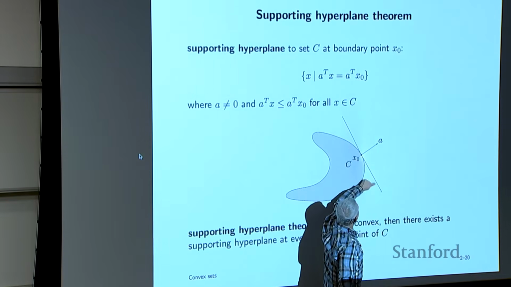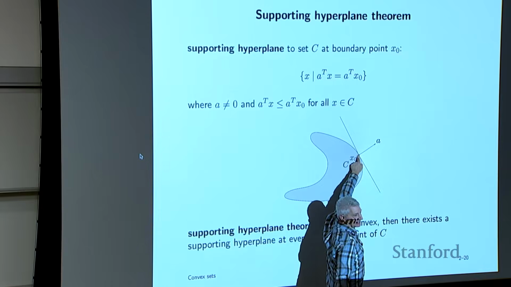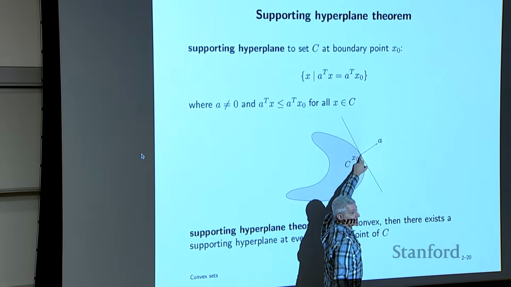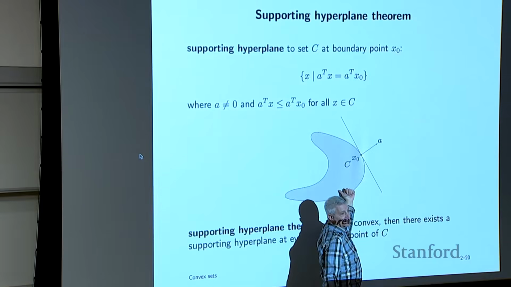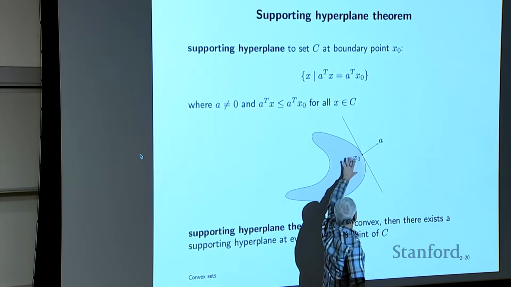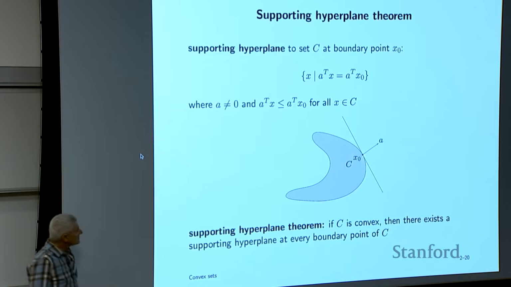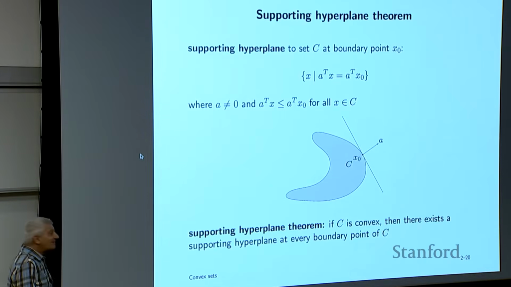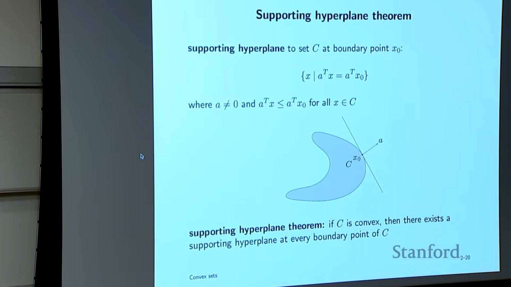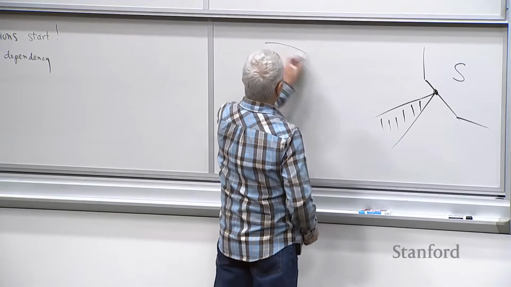And then a supporting hyperplane is a hyperplane that, very roughly speaking, is tangent to the set here. What it means is it passes through this point, but everything in this half space is not in this set. Or another way to say it is this hyperplane tells you that this set is in one of the half spaces, right? That's the supporting hyperplane. And what the theorem says is if you have a convex set, then there exists a supporting hyperplane at every point, right? It's kind of intuitive that this would be the case. The picture would be something like this.